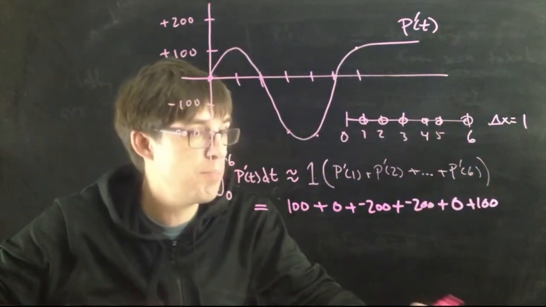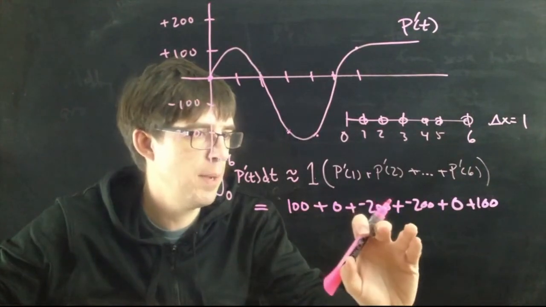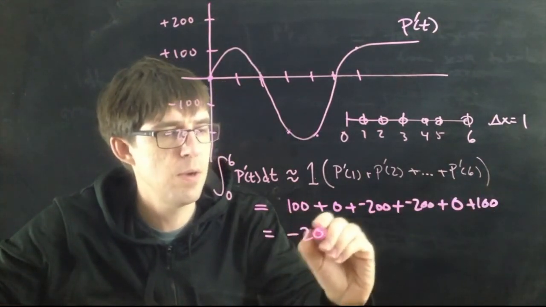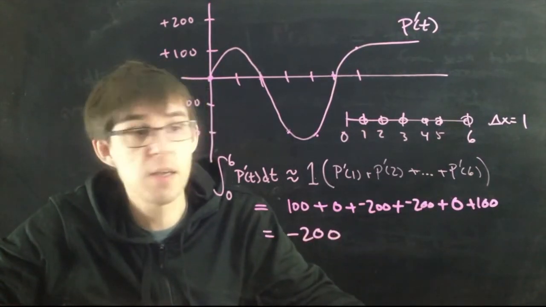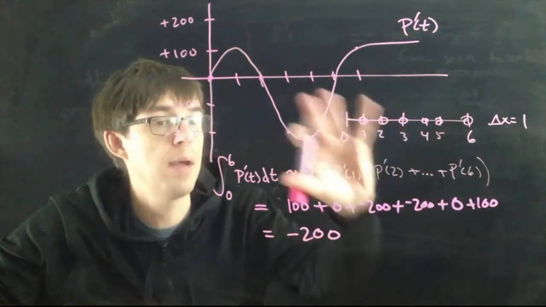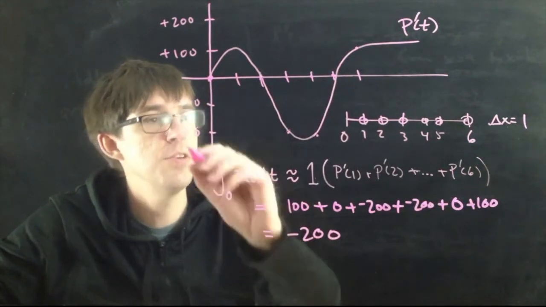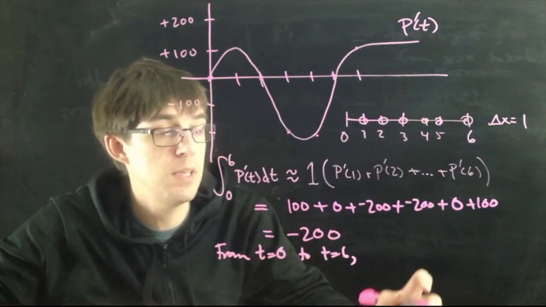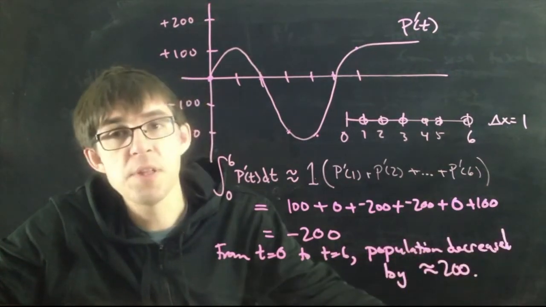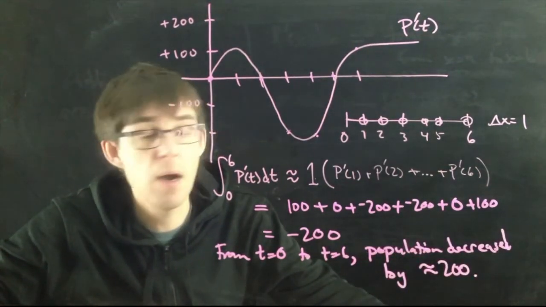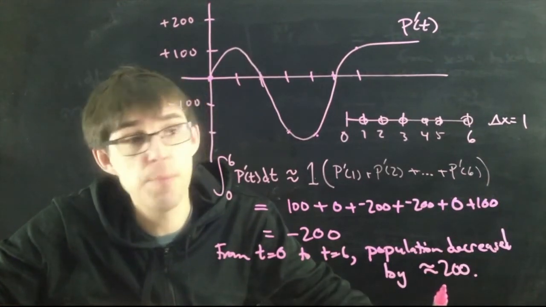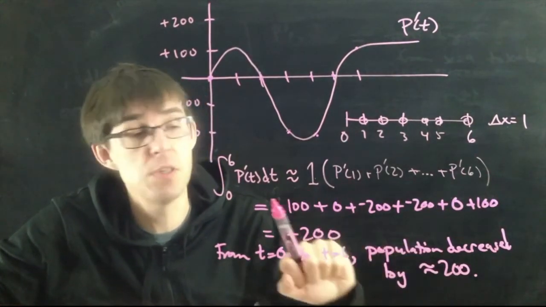And we add these up. What do we get? 100, minus 400. I get positive 200 and minus 400. This is minus 200. So what's my conclusion in the language of this problem? My interpretation here is that during this time, from time t equals 0 to t equals 6, the population of the town decreased by about 200 people. All right, I say about because this is just an estimation using the rectangles.